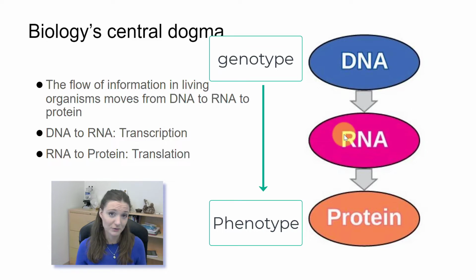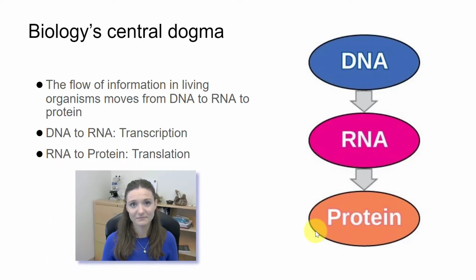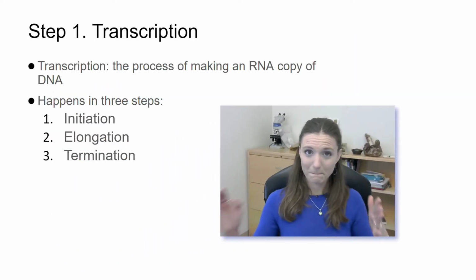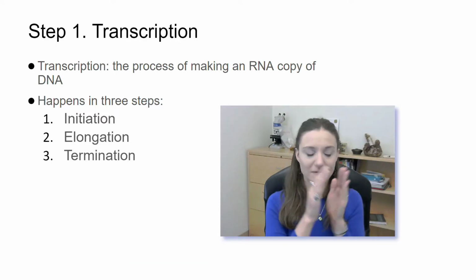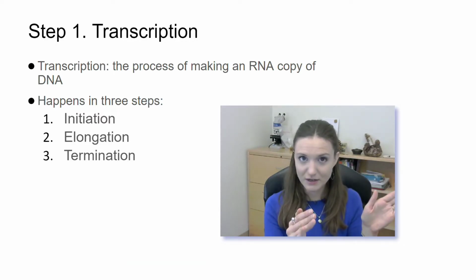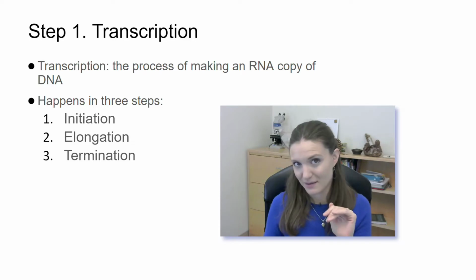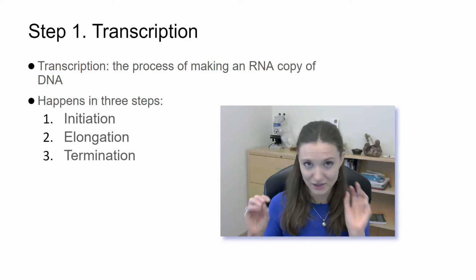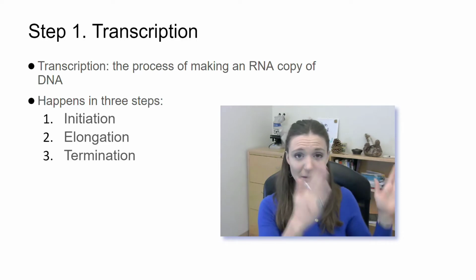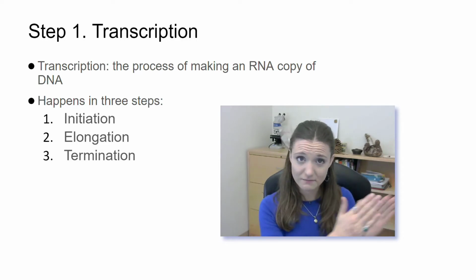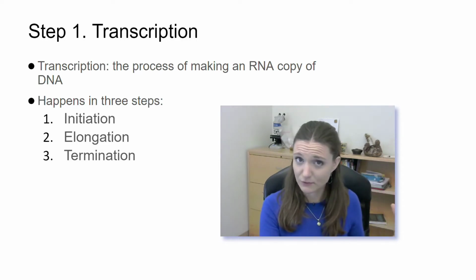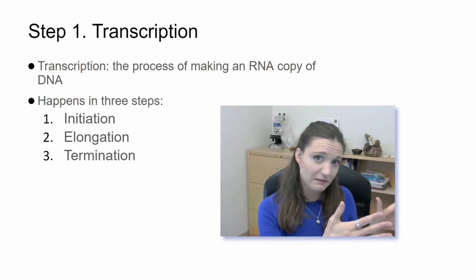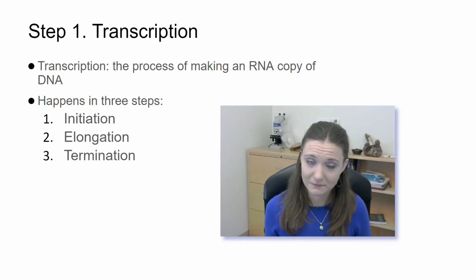So DNA to RNA, transcription. RNA to protein is translation. Those are the names of those processes. Okay, transcription. So in transcription, we find a piece of DNA, and we're going to transcribe a gene into mRNA, messenger RNA. That's our big picture here. We're going to transcribe a piece of DNA called a gene. So a gene is a sequence of DNA that contains the information for how to build a protein. We're going to transcribe that gene into an RNA copy of it.